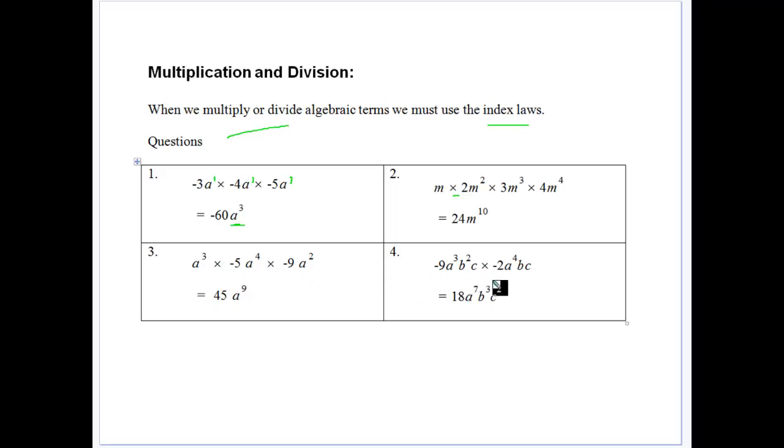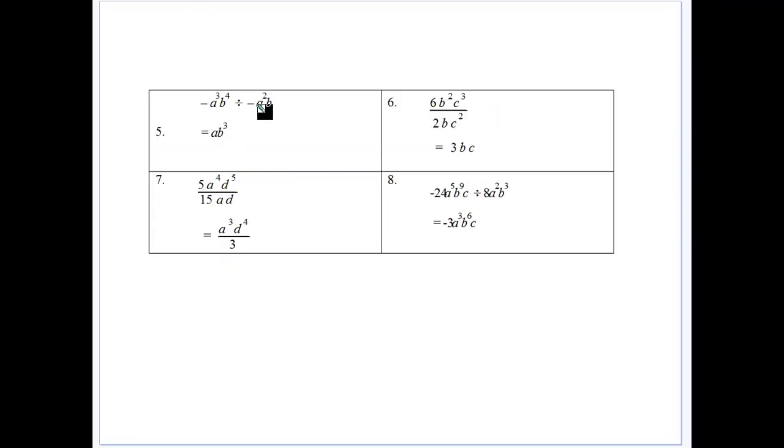So minus 9 times minus 2, positive 18. a cubed times a to the power of 4, add the powers. b squared times b, add the powers. c times c, add the powers. So be careful there. It's the same thing when we start to divide. We're subtracting the powers. Minus divided by minus gives us a positive.